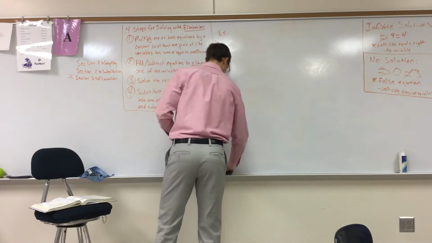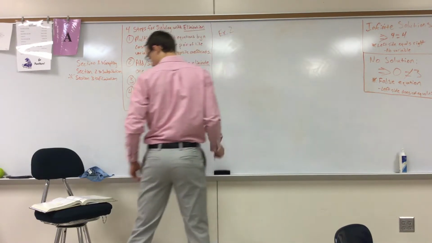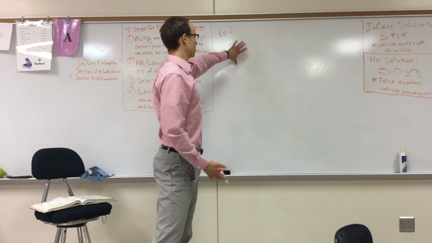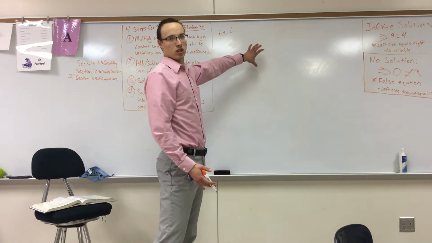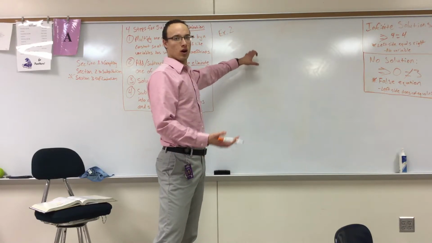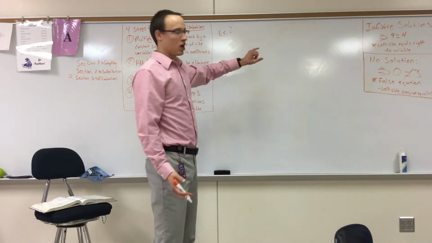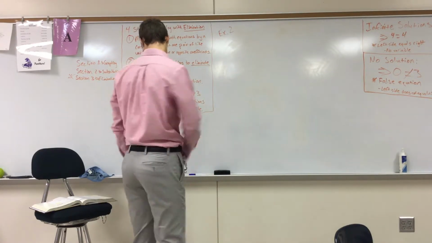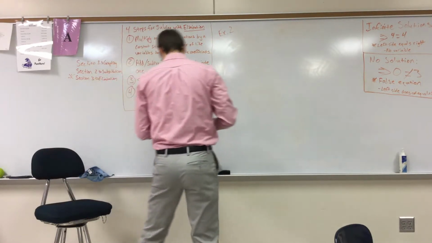Okay, let's move on to example 2. Now, it's going to give us one where it doesn't automatically have numbers that are going to eliminate, like before we had the 2y and negative 2y, those that were opposites, because we want either the same or the opposites. Now we're going to start a new one that doesn't work that way.